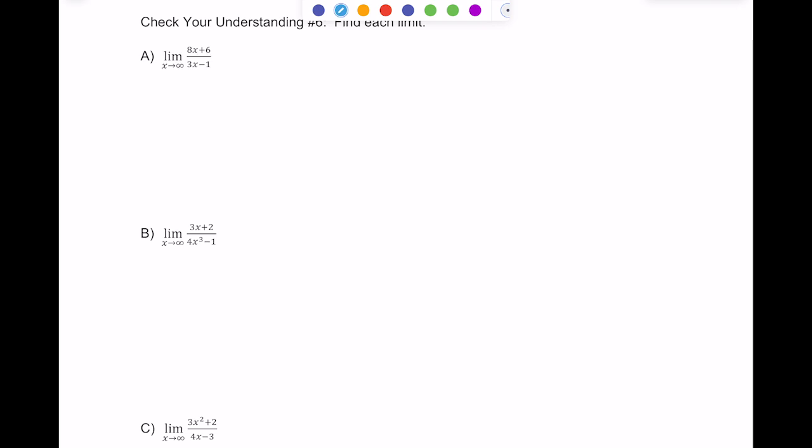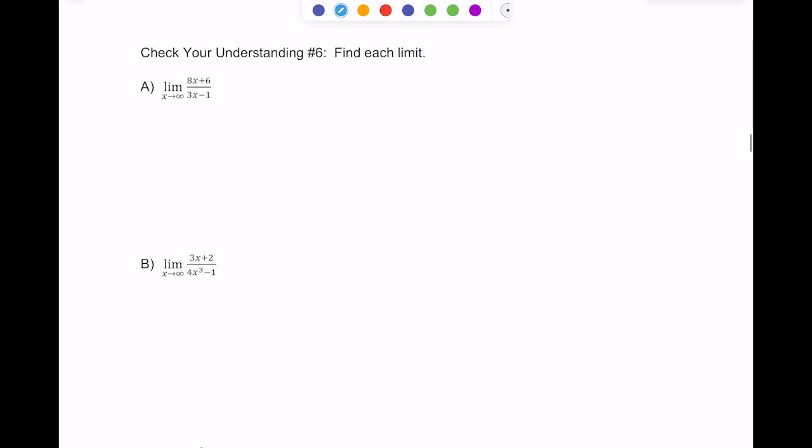So if we take a look at the first example, we want to find the limit, and we're looking at the limit as x approaches infinity. So we're going to take each of our terms in the numerator and denominator. We're going to divide by the highest power that's in the denominator, which would be x. So all I'm going to do is take each term and divide it by x. Then I'm going to go through and simplify.